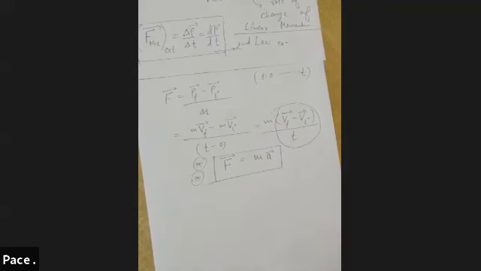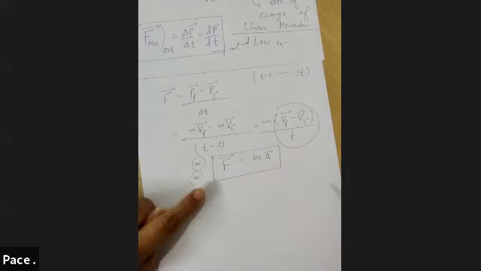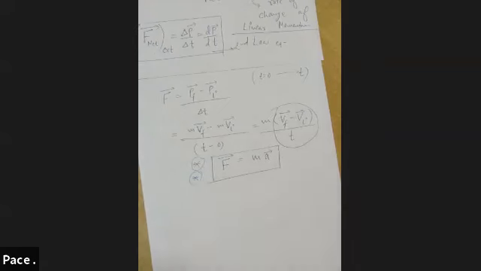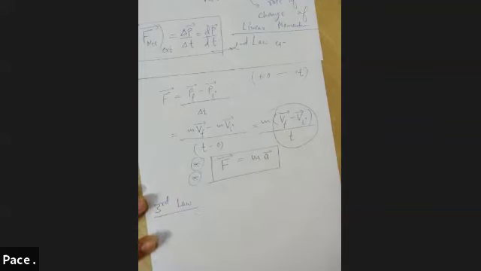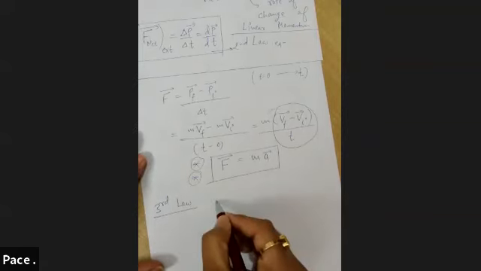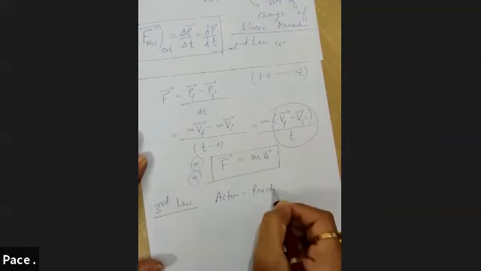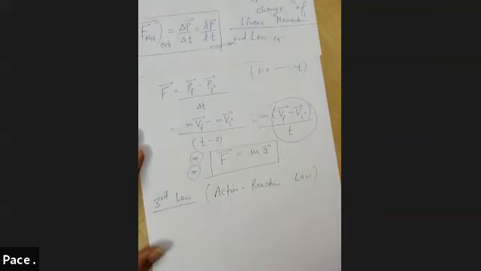Third law, Newton's third law. We will solve questions based on F is equal to delta P upon delta T or F is equal to ma later. Okay. Next, Newton's third law. Newton's third law is simply action reaction. It is the action reaction law.